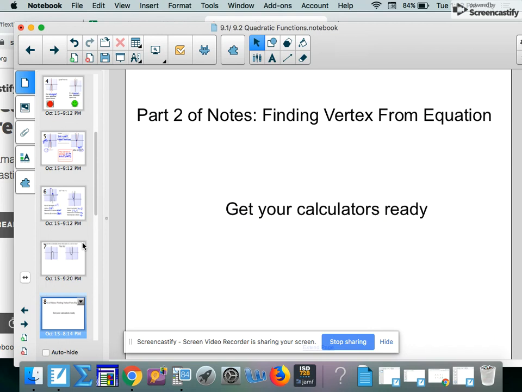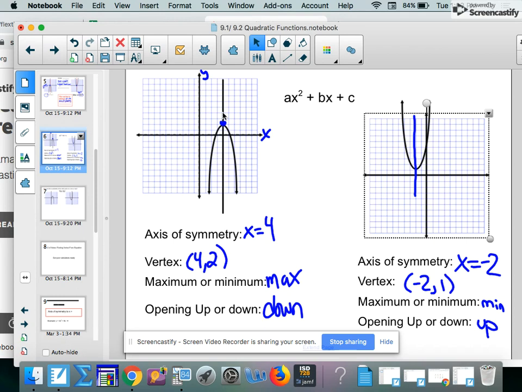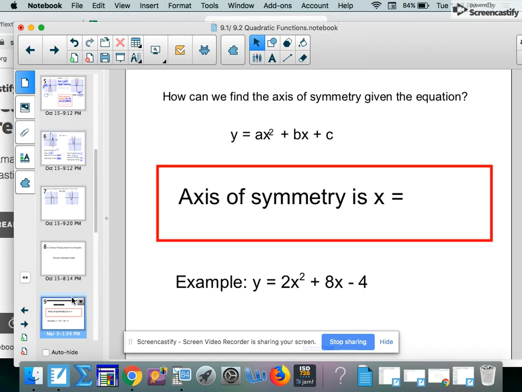Part 2 is going to be finding the vertex from the equation. You do need your calculators for this, so please take yours out. So it was pretty easy to find it from a picture. You just look at it, oh, what is that point? But now if I give you an equation, how do you find that?